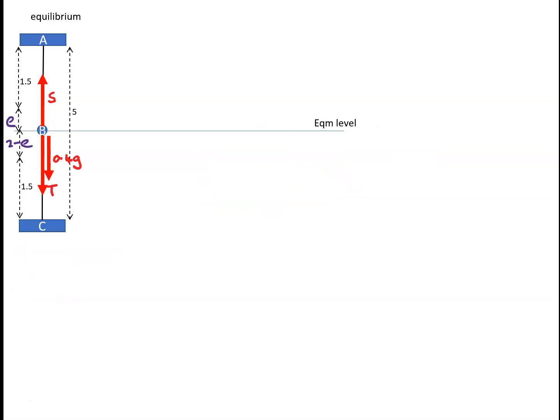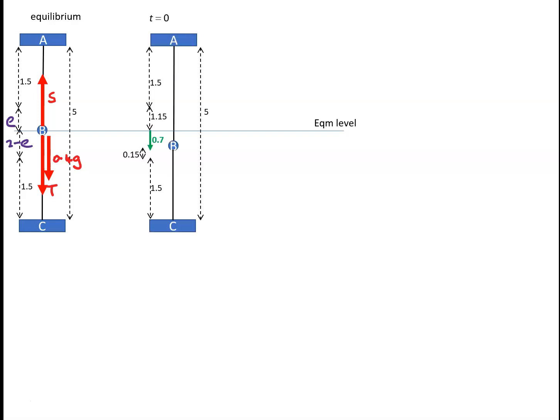So we now know the equilibrium level has E equals 1.15. So here's our diagram at t equals 0, where we've pulled B down by a further 0.7 meters. And if we've pulled it down by 0.7 meters, that now means that the extension of BC is only 0.15 meters.